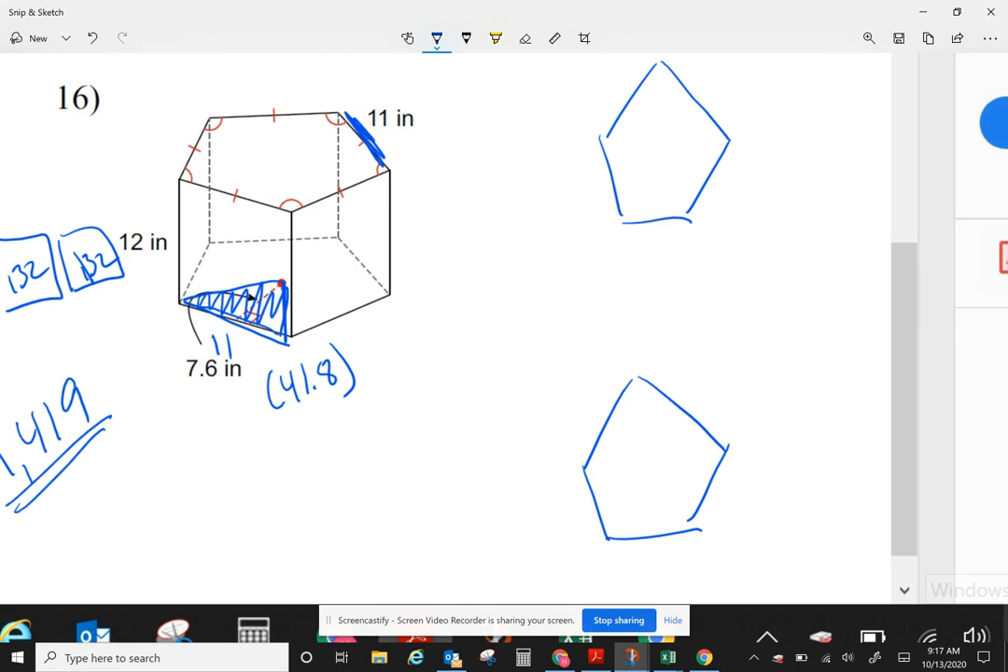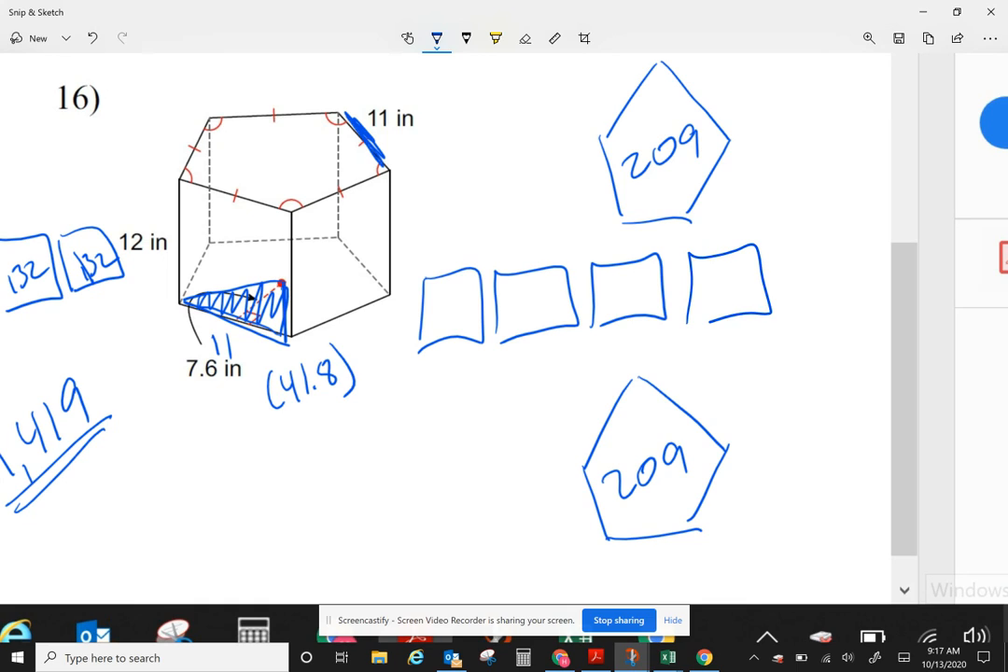So the triangle was 41.8. There's 5 triangles because there's 5 sides. So 41.8 times 5 is equal to 209. That means each of my bases is 209. There's 5 sides on this base. So that means if this was a room, I would have 5 walls.